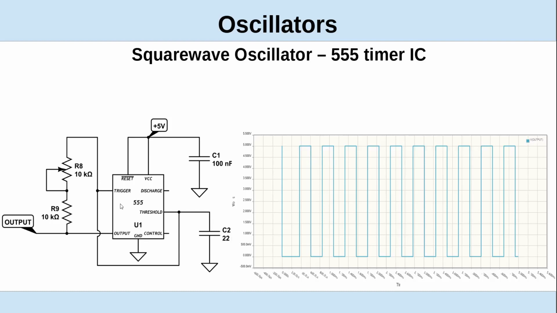They can also be configured as what we call a one-shot, a monostable, where it will just produce one pulse every time you trigger it. And the width of the pulse is again going to be determined by this RC network connected.